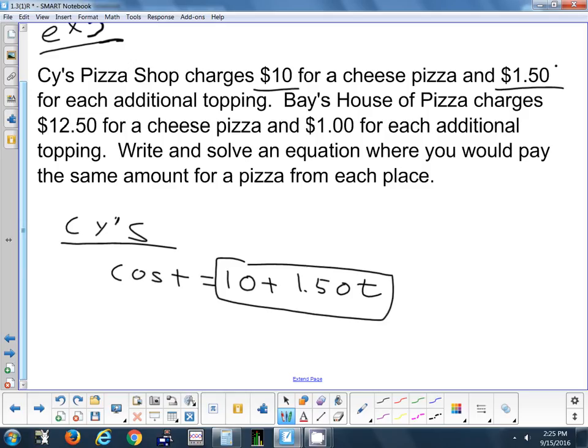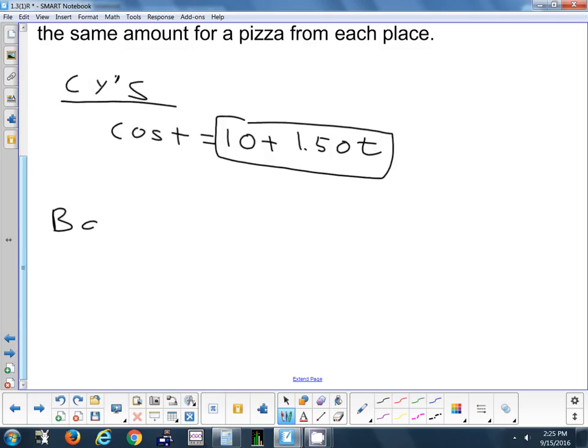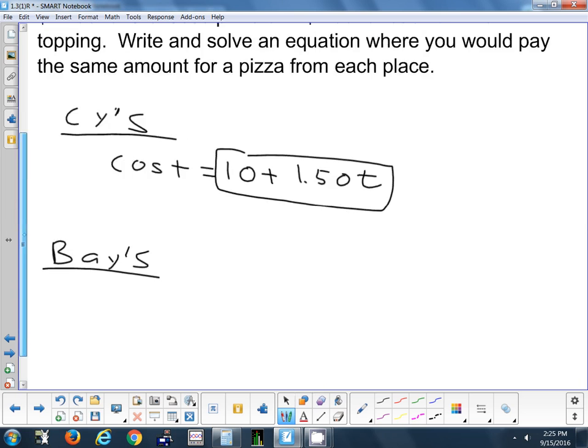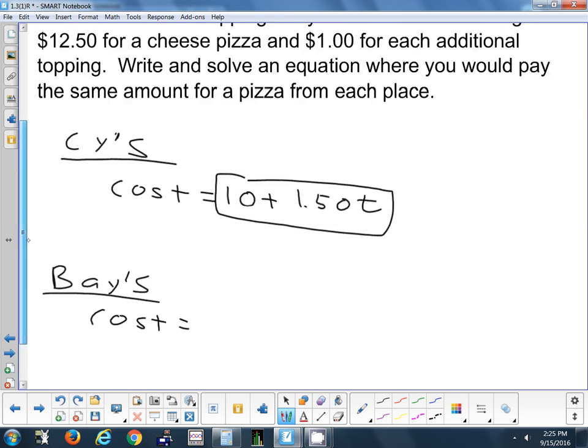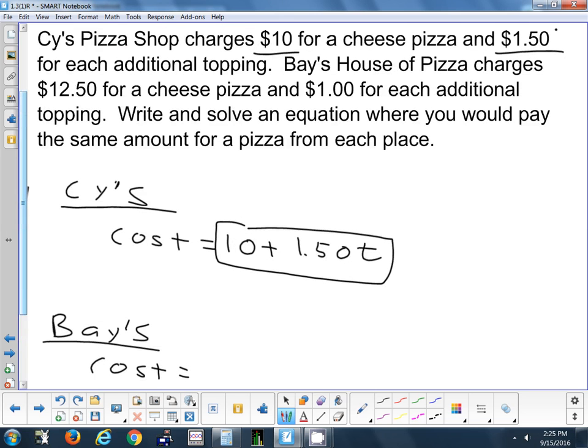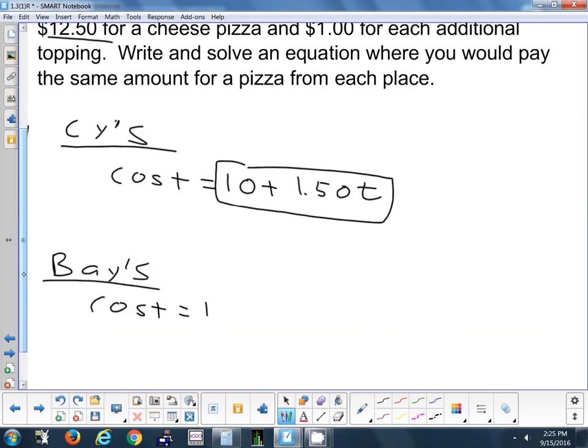Now let's find the cost at Bay's House of Pizza. B-Hop, Bay's House of Pizza. When you buy a pizza at Bay's, what's the cost that you only pay one time? The $12.50. Doesn't matter if you get 10 toppings. You don't pay the $12.50 over and over. You just pay it one time.